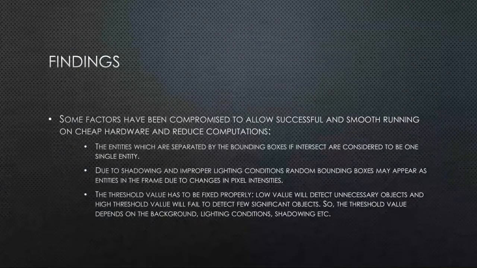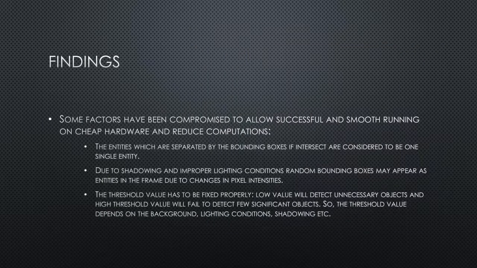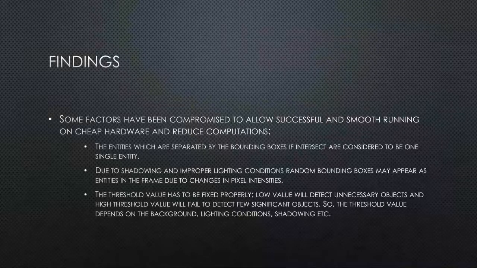There are some factors that have been compromised. For example, consider this slide. The person standing is in between the two bottles. If the person is standing too close to the red, the pink, or the green color bottle, then the entire bottle is contained within the bounding box of the person. That means the bounding box expands to accommodate both the entities, and these entities are considered as one. These are some factors which are compromised to reduce the computational processing.